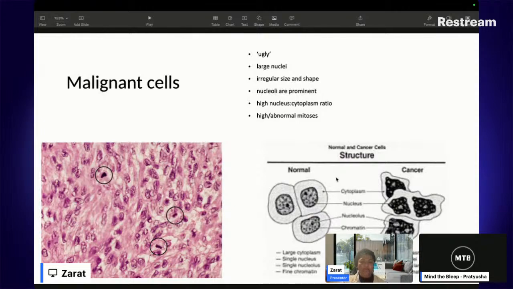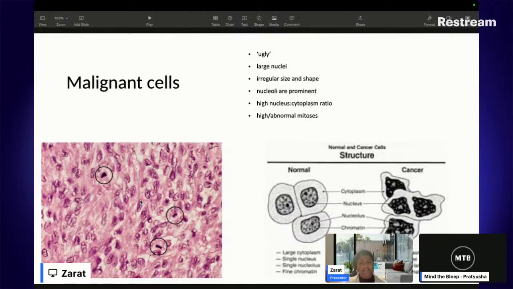But in general, when we are talking about malignant cells, they tend to be a lot more ugly. No offense to malignant cells. They tend to be more ugly. Their nuclei tend to be larger, more irregular, and the nucleoli tend to be more prominent. They have a high nucleus to cytoplasm ratio, so they have less cytoplasm and the nuclei are larger, and they have a lot of mitoses because these cells are always dividing, the cancer cells. So they have a lot of mitoses, and they can have some abnormal mitoses as well.